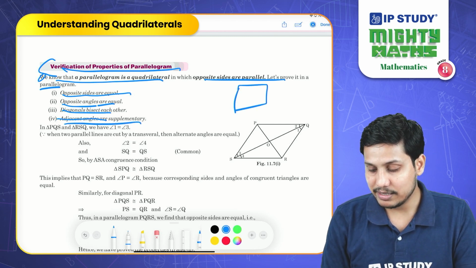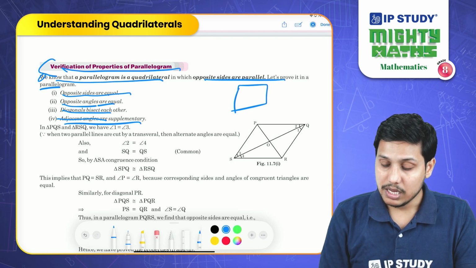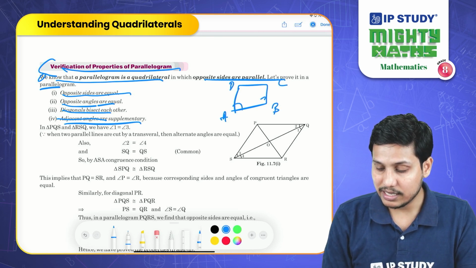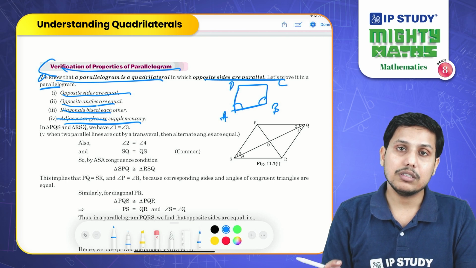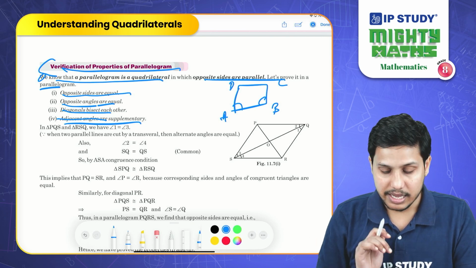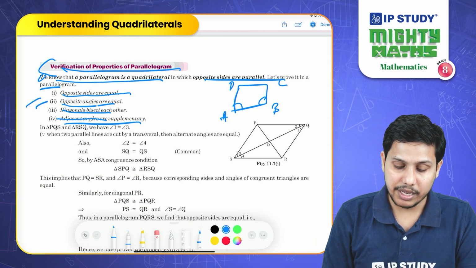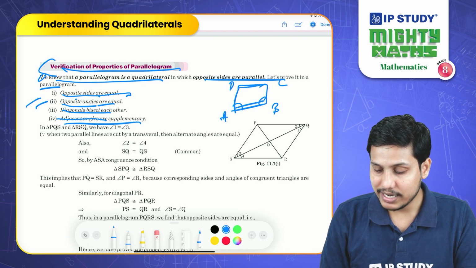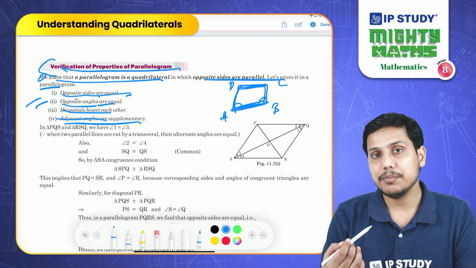If we have a parallelogram ABCD, then adjacent angles like this and this have the sum of 180 degrees. So let's prove one of the properties: opposite sides are equal. We need to prove that these two sides, this and this, and this and this, are equal.